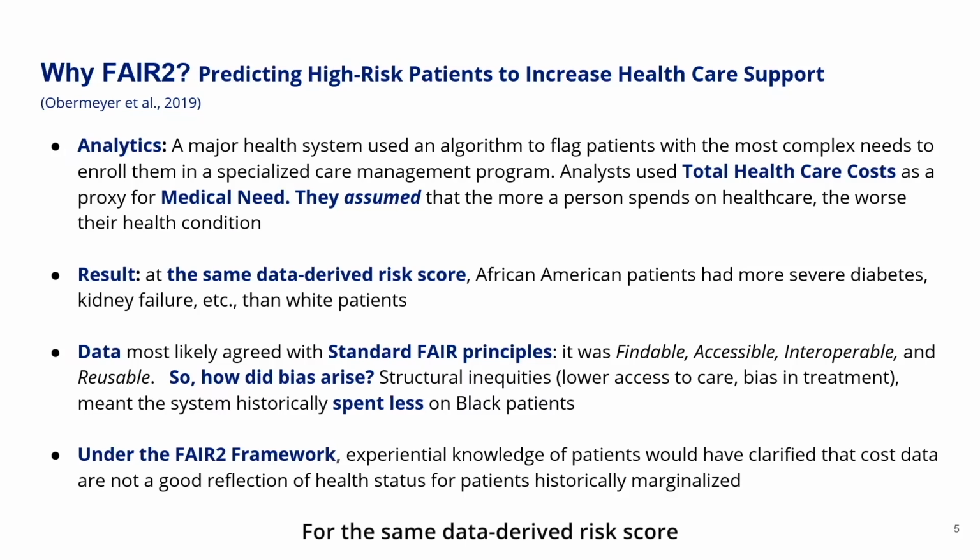For the same data-derived risk score that the algorithm produced, African American patients had more severe diabetes, kidney failure, and other risk conditions as compared to white patients. This meant that the specialized care management allocation would disfavor Black patients relative to white patients with the same level of healthcare need. So data most likely agreed with standard FAIR principles. It was findable, the data was accessible, interoperable, and reusable. But how did bias arise then?